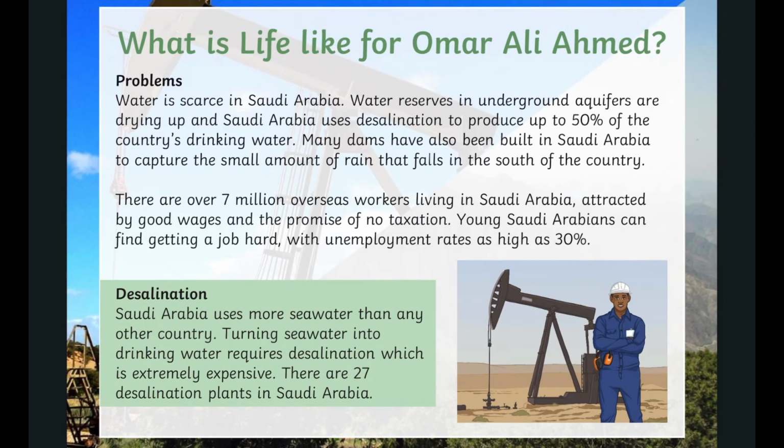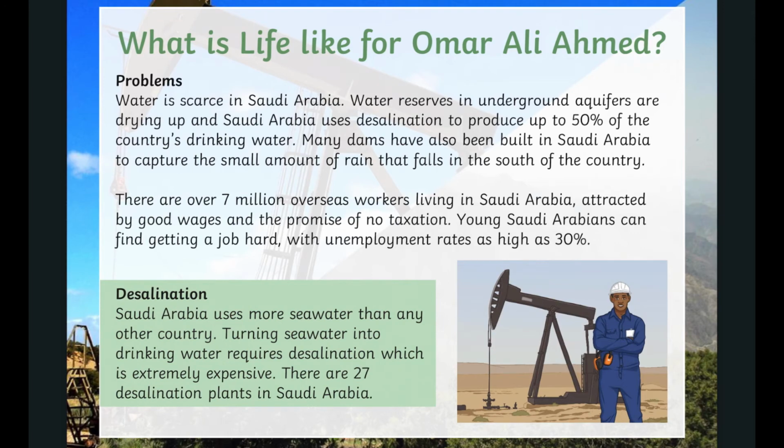What problems are in Saudi Arabia? Well, water is very scarce. There's not much of it around. Water reserves in underground aquifers are drying up, and Saudi Arabia uses desalination to produce up to 50% of the country's drinking water. They've also built many dams in Saudi Arabia to try and capture and hold the small amount of rainfall that falls in the south of the country.